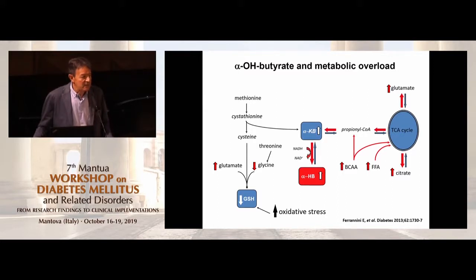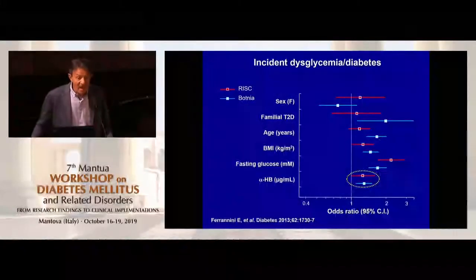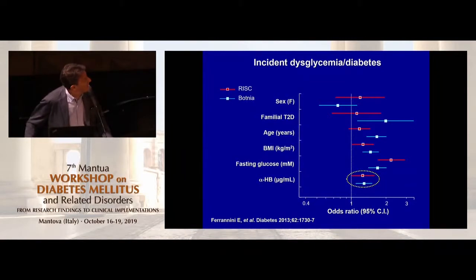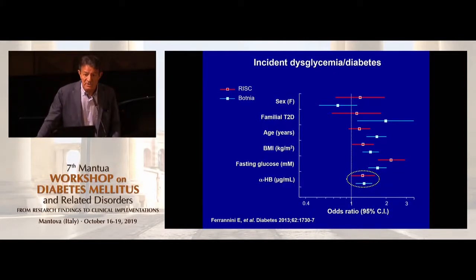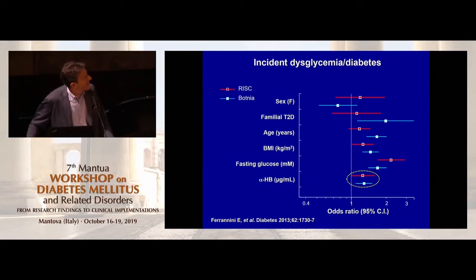And the metabolic overload is now being applied not just to peripheral tissues, but to beta cells as well. And then the final proof of concept was to look at whether in the RISC study and in the Botnia study, which Leif very kindly gave us the data to look at, there was any predictivity of high hydroxybutyrate levels for the subsequent development, so for the incident dysglycemia or diabetes.